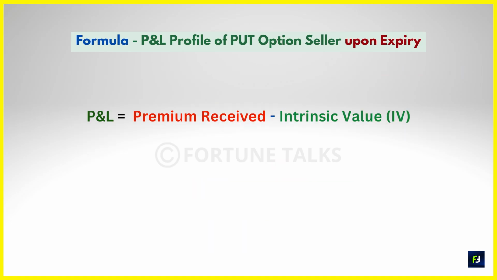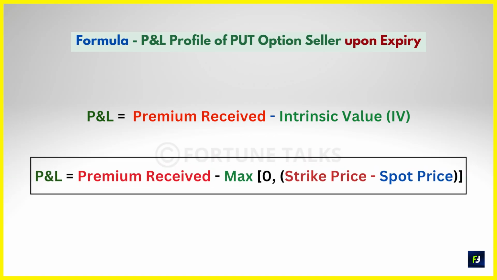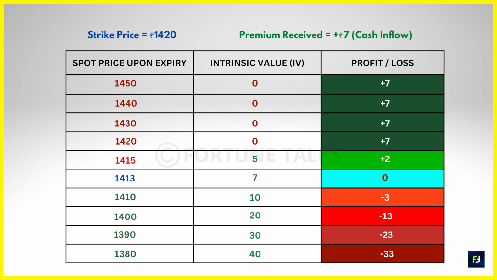Therefore, the P&L calculation of an option seller upon expiry would actually be the difference between the premium received and the intrinsic value. On expanding the intrinsic value term, the equation would look something like this. By making use of this equation, we will create a table for the profit and loss profile for different spot prices of Bharti Airtel stock upon expiry. Now, this is how the table would look like.